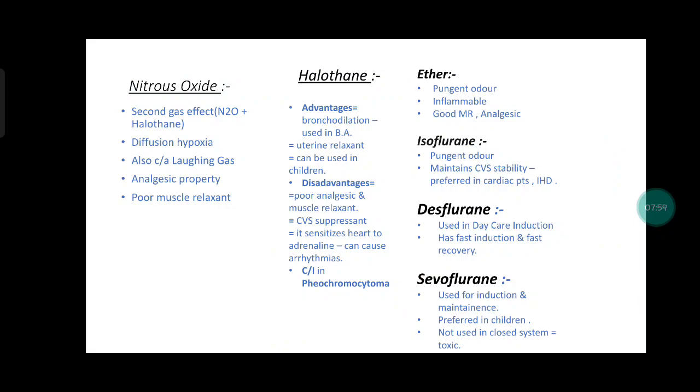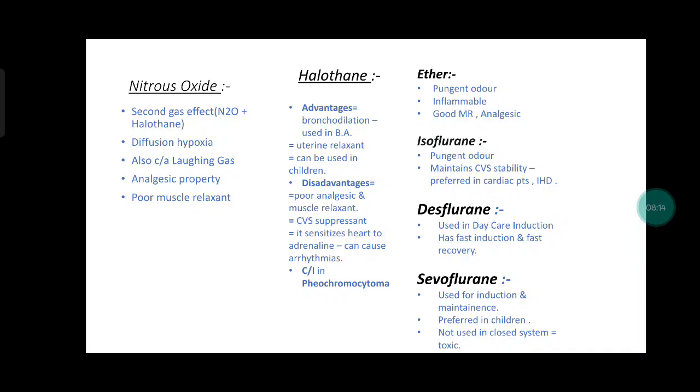So first, nitrous oxide. Nitrous oxide is the one which shows the second gas effect when combined with halothane. It is also called laughing gas. It shows diffusion hypoxia. It has analgesic property and it is a poor muscle relaxant.